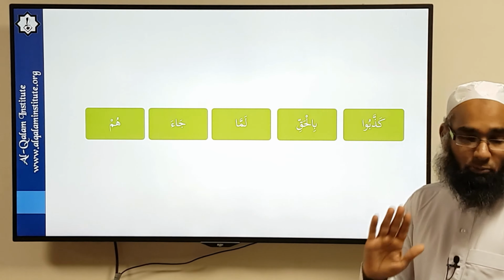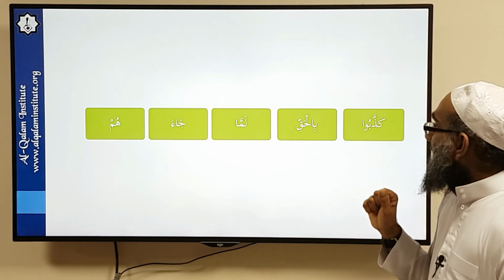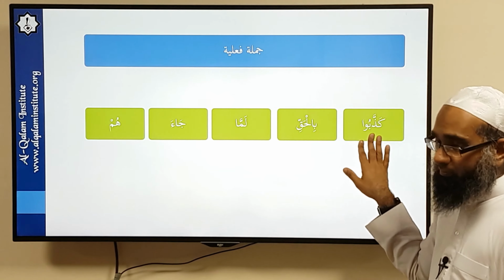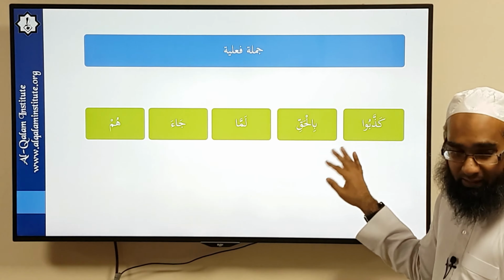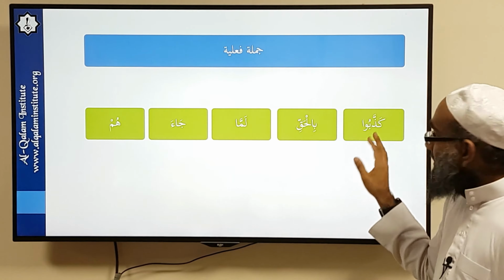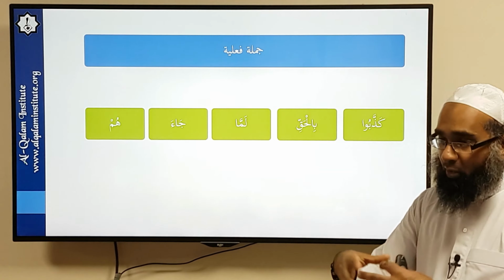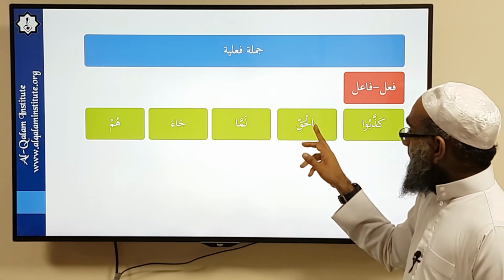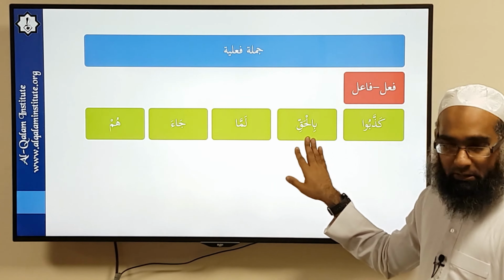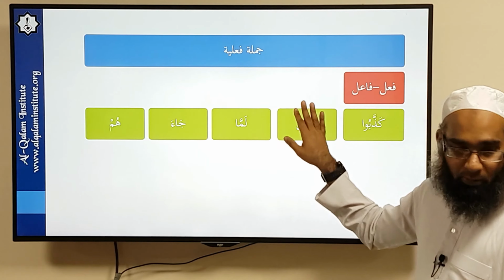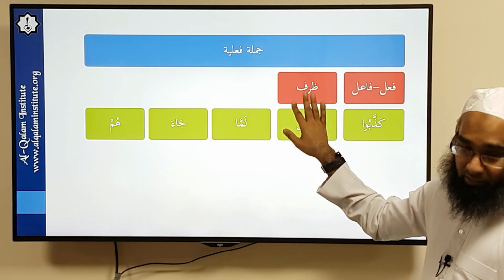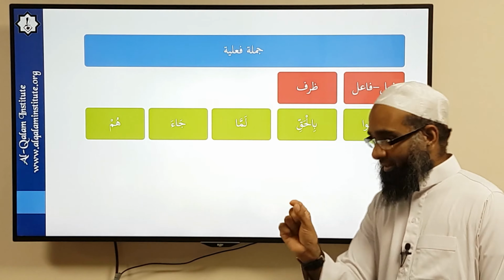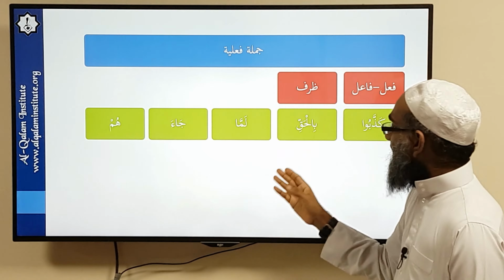What kind of sentence is it? جملة اسمية, جملة فعلية? فعلية. What is كذبوا? Fa'il. Is the fa'il inside or outside? Inside. The fa'il is built in because كذب كذبا كذبوا. When the pronoun is built into the verb, it becomes a fa'il. Now we got bilhaq. What does it become? Jar majroor, it becomes what? Zarf. The ba, harf jar. So it's a zarf and it's made of jar majroor.